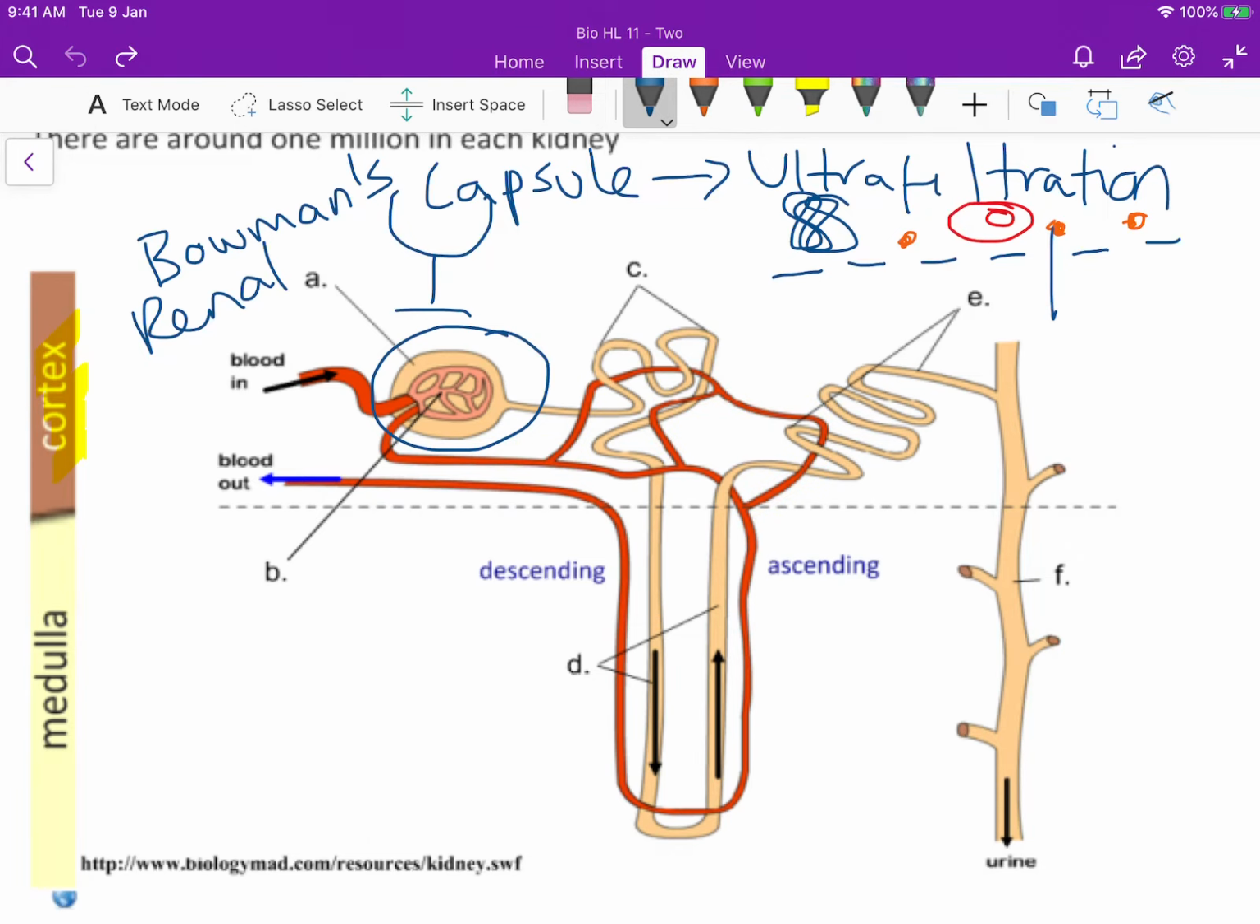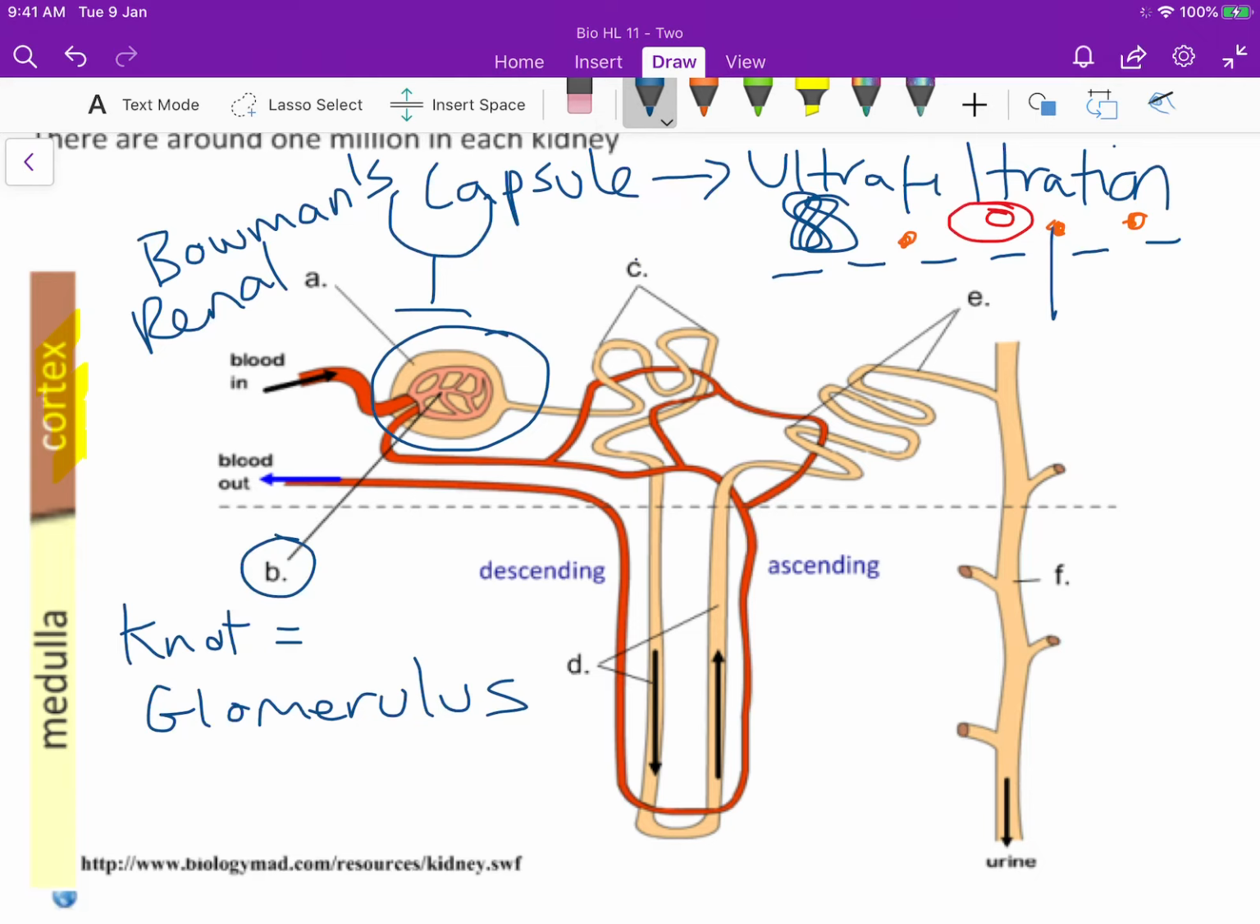So the next thing that we can see in Bowman's capsule, we can now see this B. We can see a knot of blood vessels. This knot of blood vessels is the glomerulus. The glomerulus is a knot of blood vessels in Bowman's capsule.